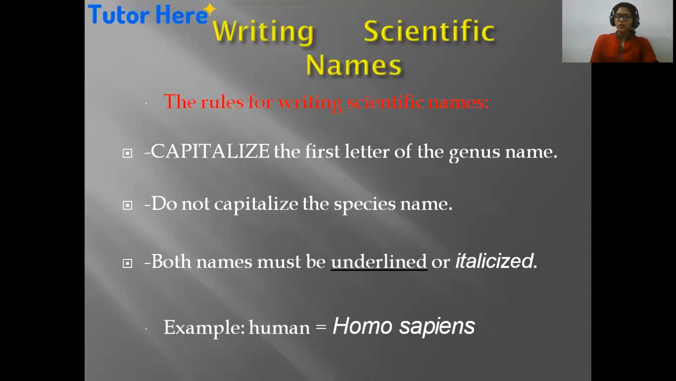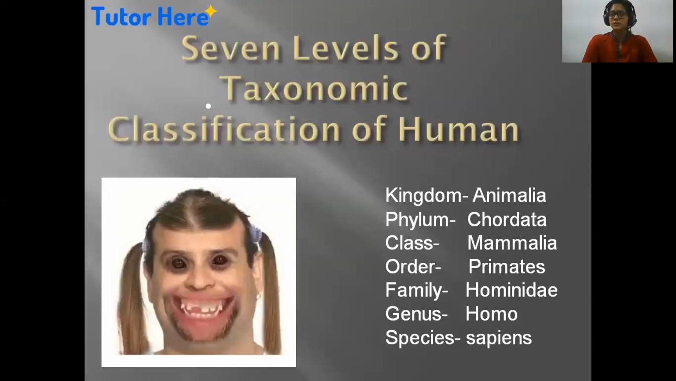There are some rules to be followed in the scientific name. The first letter of the genus has to be in capitals, but the species name should not be in capitals. And both genus and species names have to be underlined or in italics. So if you underline the scientific name, you don't have to italicize it, and if you italicize it, then you don't have to underline it. For example, for humans, the scientific name is Homo sapiens.